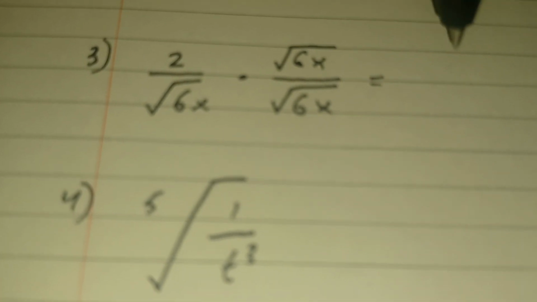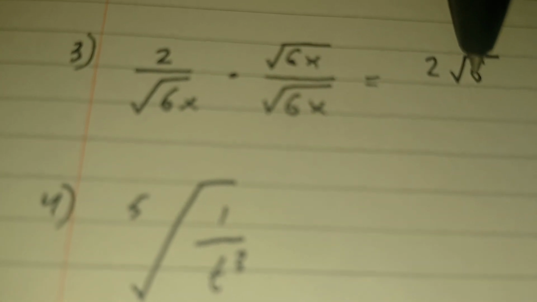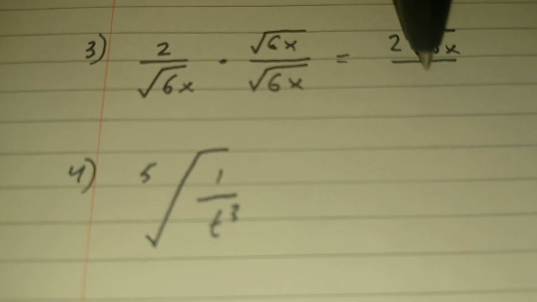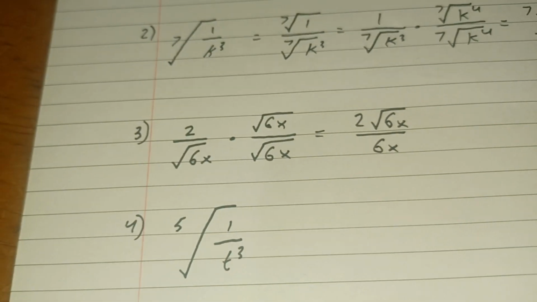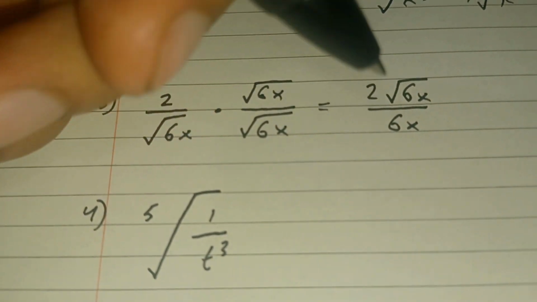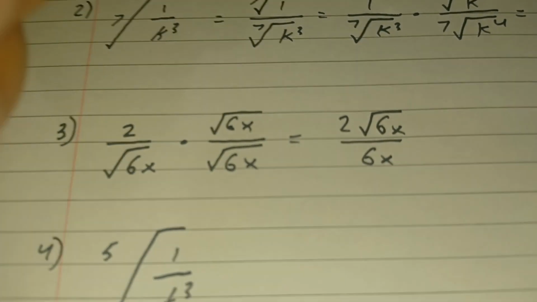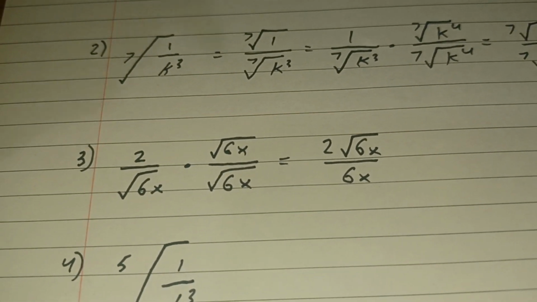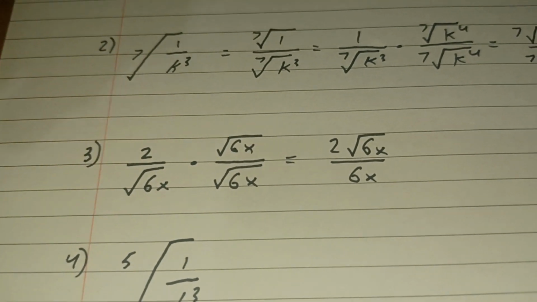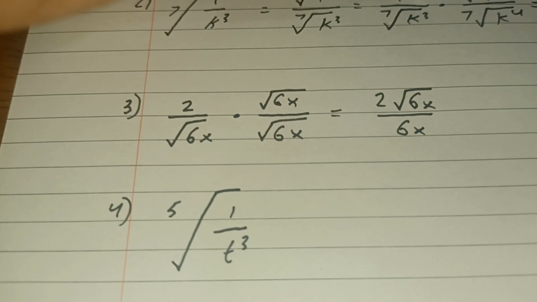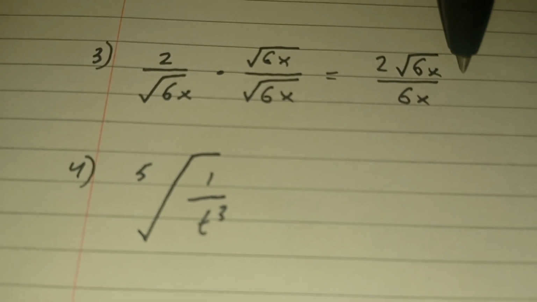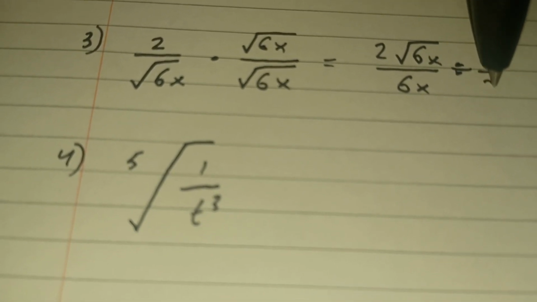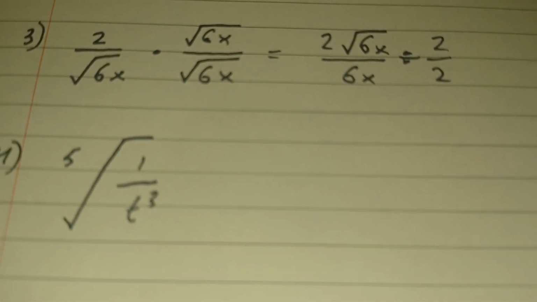So what does that equal to? 2 times the square root of 6x over, obviously the square roots cancel each other out, so it's just going to be 6x. So what do we notice here? We notice that we have a 2 and a 6, and the 2 divides into the 6. This can go into this basically 3 times. So we're going to divide 2 divided by 6, which is 3. So we're going to simplify this by basically dividing 2 from the numerator and the denominator. That's how we simplify it.